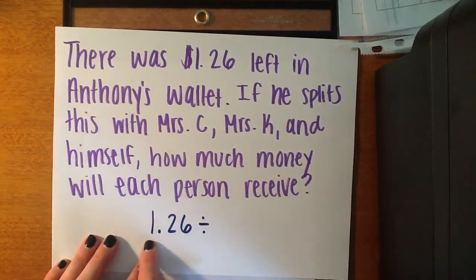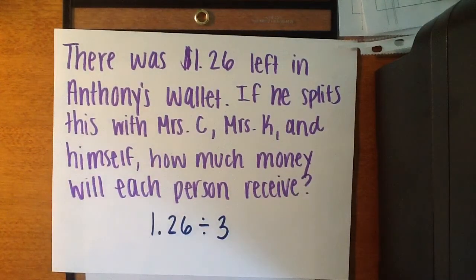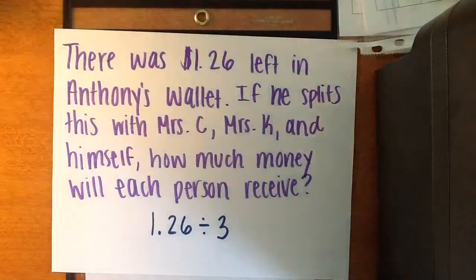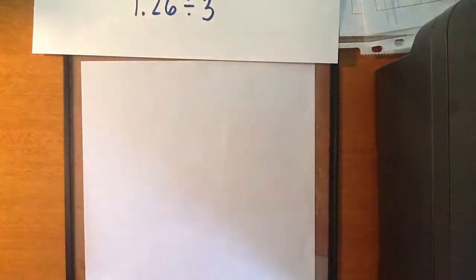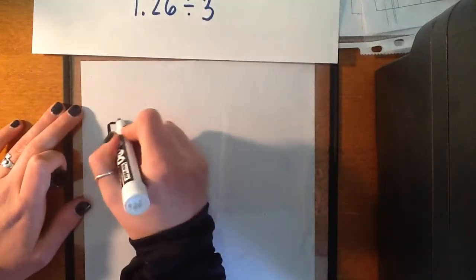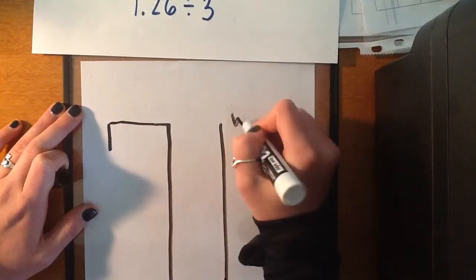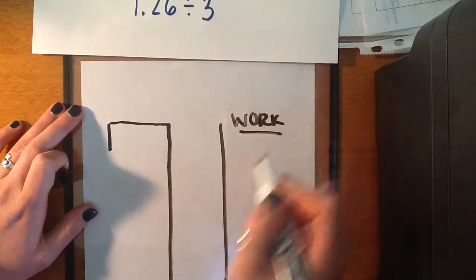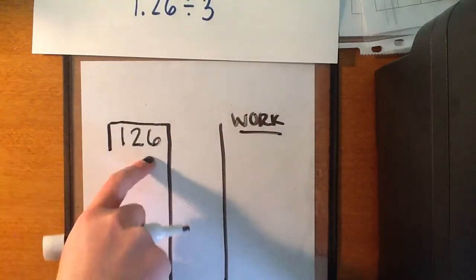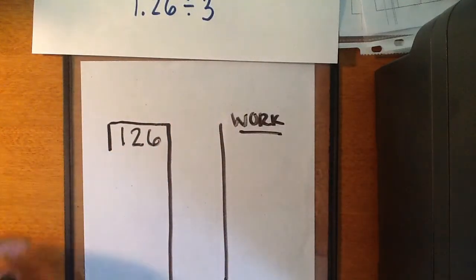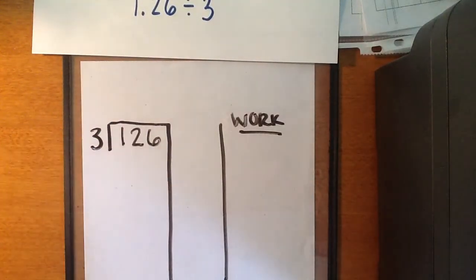And I'm doing $1.26 divided by 3, for the 3 people. Now, just like regular division, we're going to set up partial quotients. And I'm going to kind of ignore that decimal right now because sometimes I get a little confused with it. So I'm just setting up my work area. I'm going to write $1.26, not worrying about that decimal. So now it's just 126. This is my dividend, and I'm going to divide that up into 3 groups.